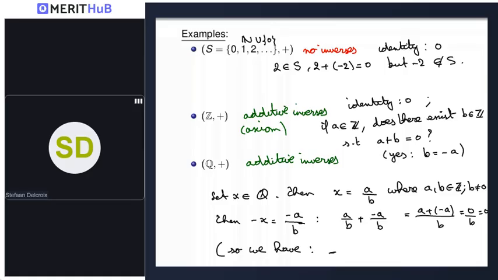What is the opposite of a over b? It's the opposite of a over b. That is the general notation. Now we came up with what the inverse of a over b, the opposite of a over b, is. It's the opposite of a over b. So we do have additive inverses.